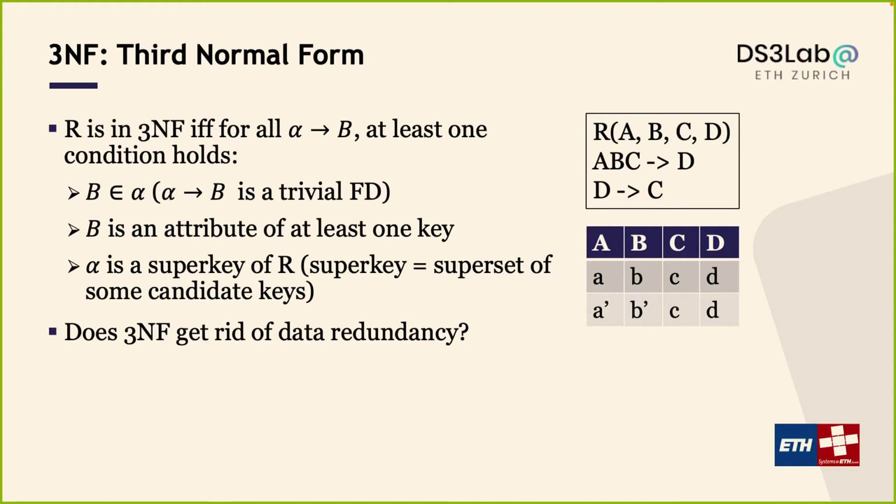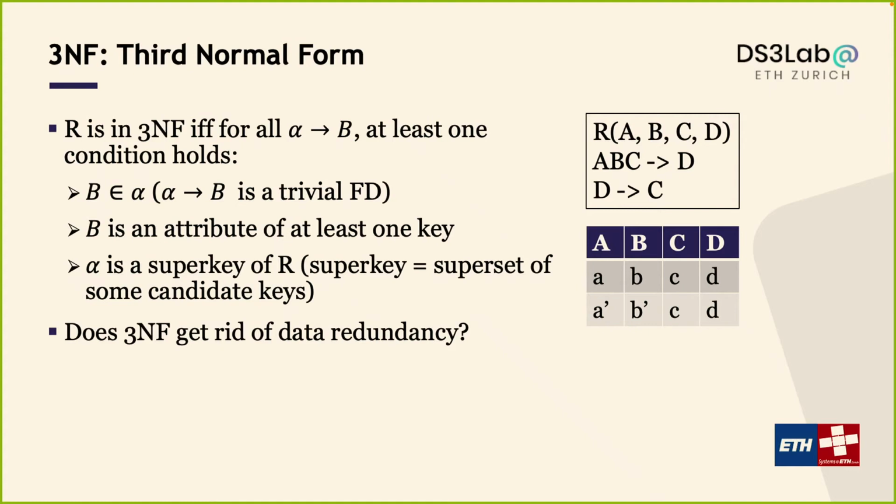Again, we have relation R, but with a different collection of functional dependencies. We have one functional dependency from ABC to D, which essentially says that ABC is a key. And a second functional dependency from D to C. I have ABC decides D, and D decides C. Have a look. First, whether this one is in third normal form or not.